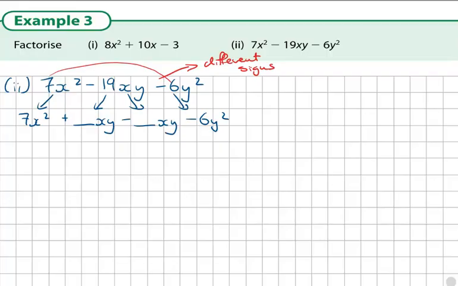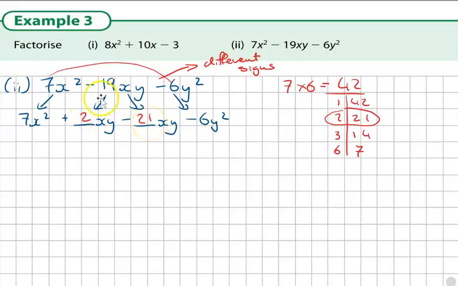7 multiplied by 6 gives me 42, and these are the factors of 42. I'm going to go with 2 and 21. So I'm going to have 2xy minus 21xy gives me minus 19xy.